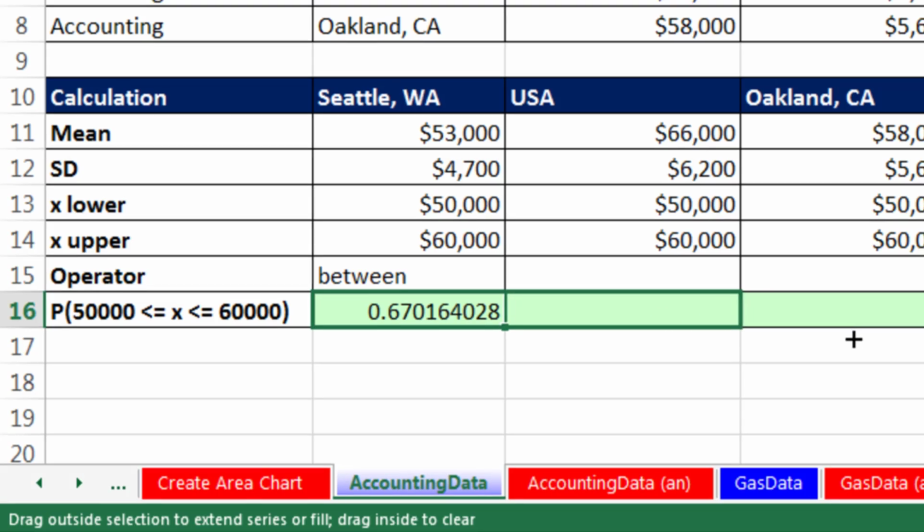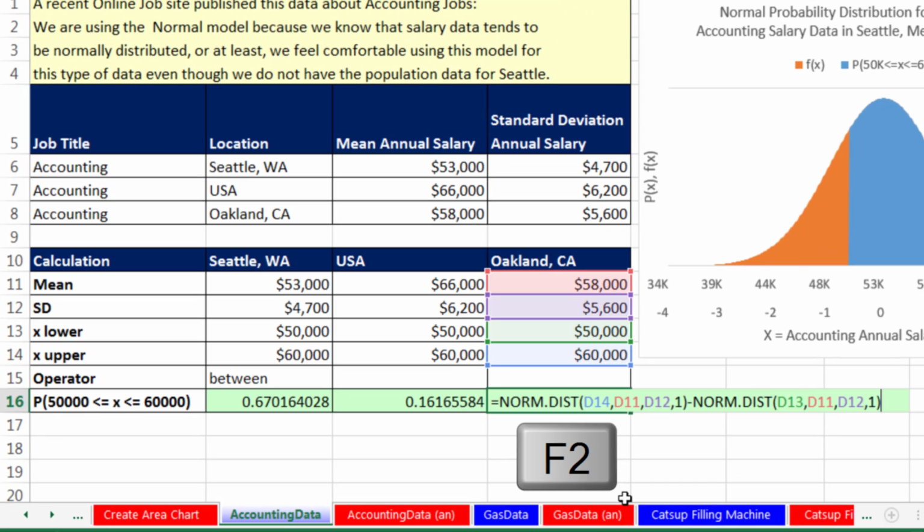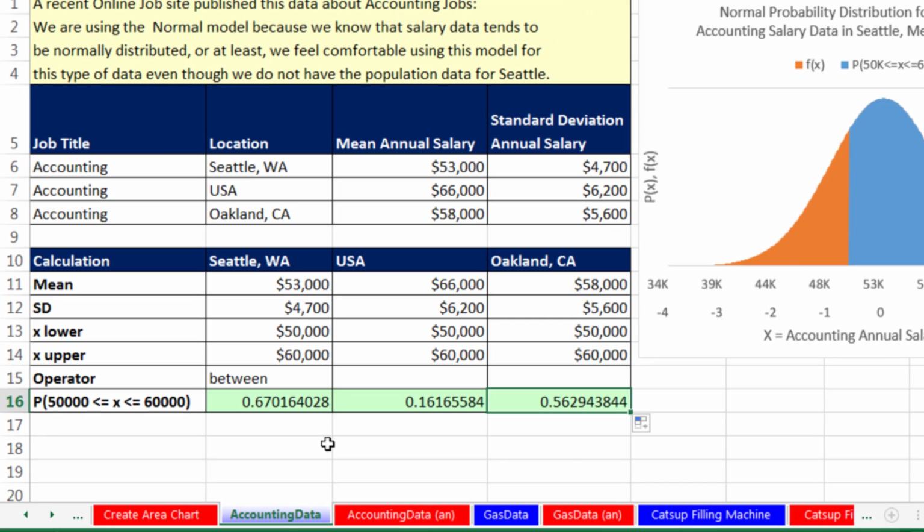If I copy this over, go to the last cell and hit F2 just to make sure all the cell references are correct. 67% chance in Seattle, 16% in the USA. Remember, that's a pretty broad swath of accounting jobs, and 56% in Oakland.